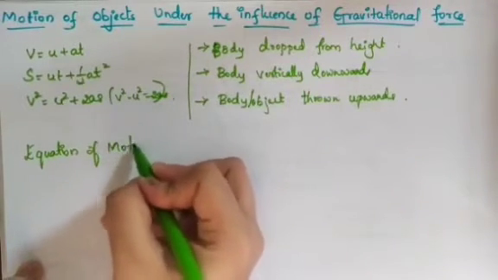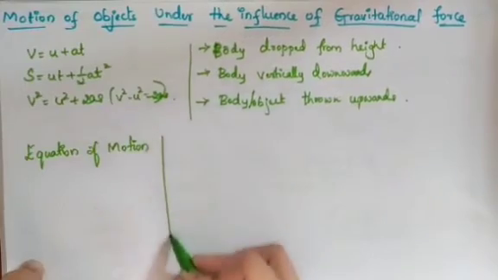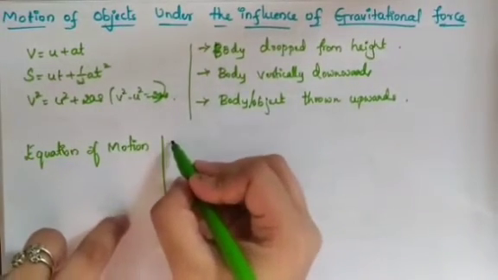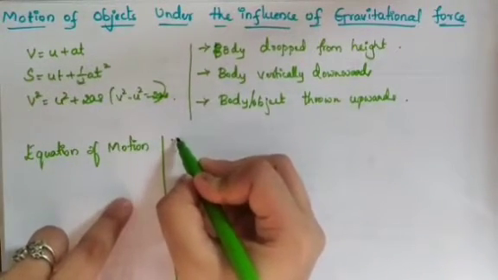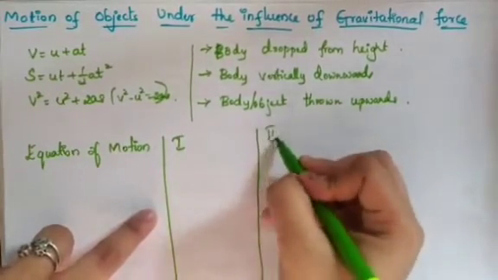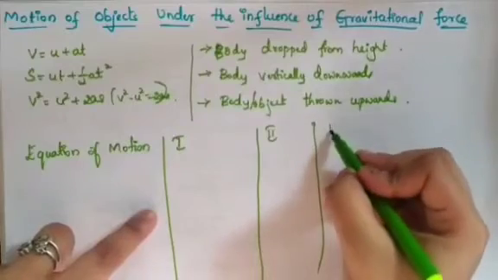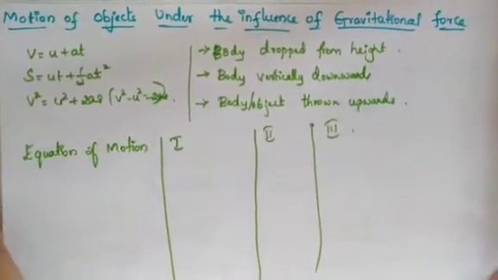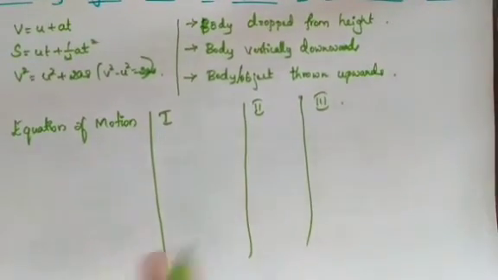Equation of motion in one column. Next is the first example, that is the body drop. That is the first example I will consider. Next I will consider the second example, and next the third example. So now we have to see what happens in these three cases.